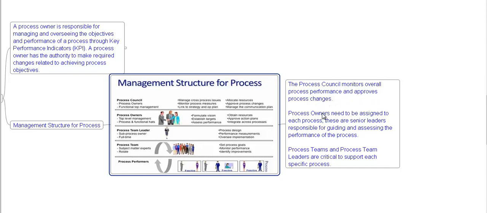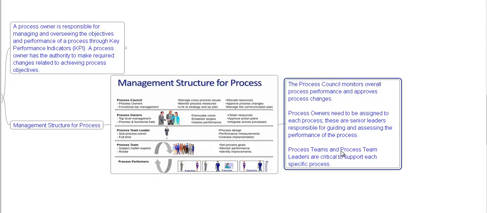Process owners. These process owners need to be assigned to each process. These are senior leaders responsible for guiding and assessing the performance of the process. Process team and process performer. Process team and process team leaders are critical to support each specific process.